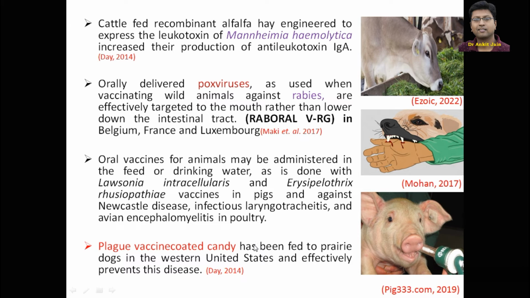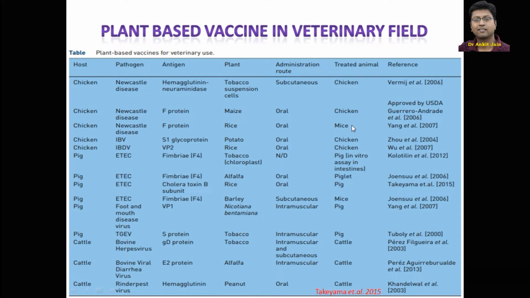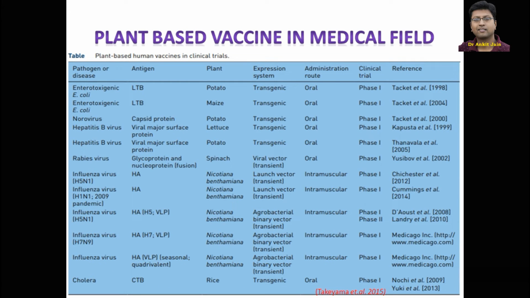Now, in the case of dogs, they were protected from the plague during the war in the Western United States. They chewed candy, and in the candy they provided a vaccine that is against the plague. So this is a list of plant-based vaccines used in the veterinary field that are under experiment. This is a list of plant-based vaccines in the medical field under experiment.